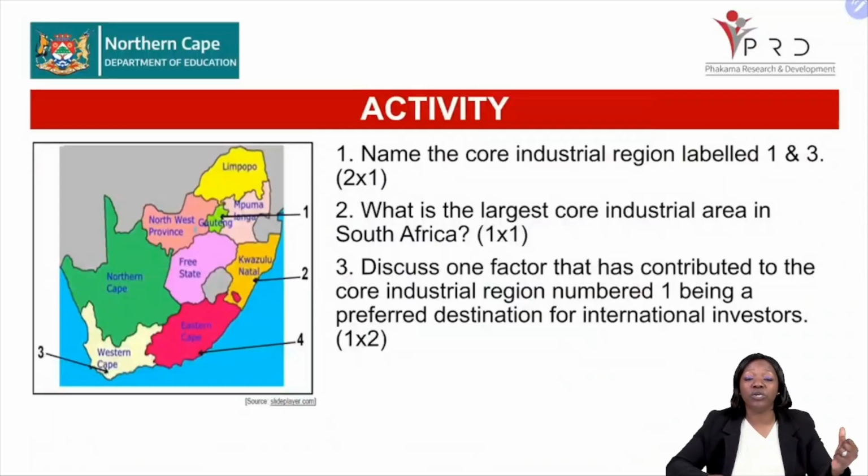Remember, I said to you in the beginning of the lesson, you're supposed to know the names of the regions. You're supposed to know where they are located. As you see in this activity, they are just referring to the numbers. So as you discuss region number 1 and region number 3, it is important that you know their names and where they are located. So you have 3 questions. I'm just going to give you 3 minutes, and then after 3 minutes, we proceed to the corrections.